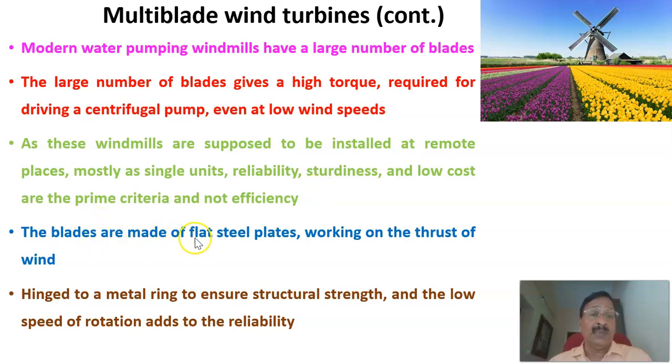The blades are made of flat steel plates working on the thrust of the wind and hinged to a metal ring to ensure structural strength, and the low speed rotation adds to the reliability. So that is a multi-blade wind turbine.